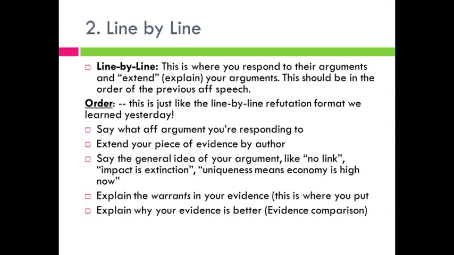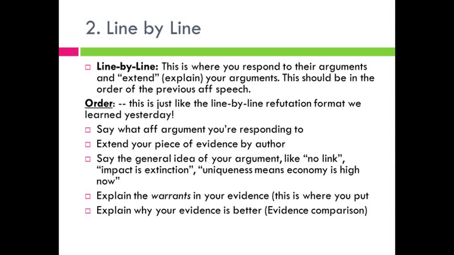Second, you extend the piece of evidence by author, so you'd say extend our Smith 10 card. Next, you say the general idea of the argument, like no link, impact is extinction, uniqueness means economy is high now. Next, you explain the warrant in the evidence. So this is where you explain the reasons why your argument is true based on what the evidence says. And finally, you would need to explain why your evidence is better.